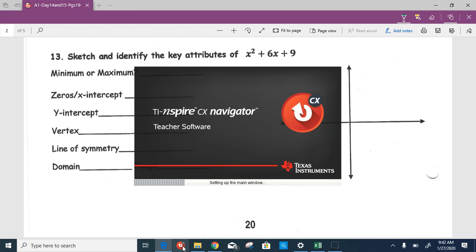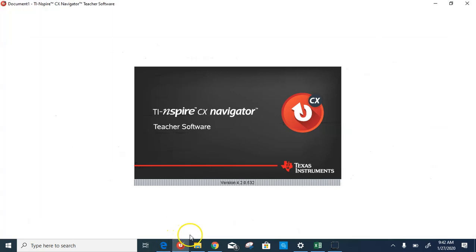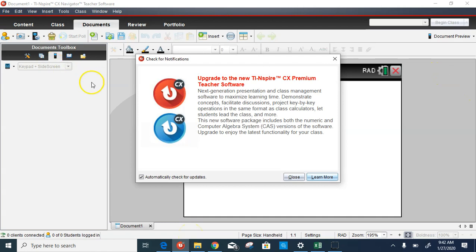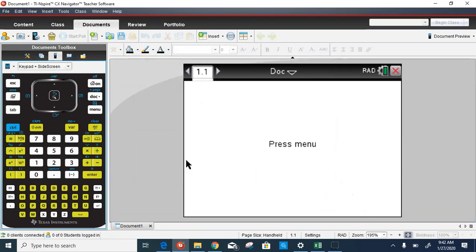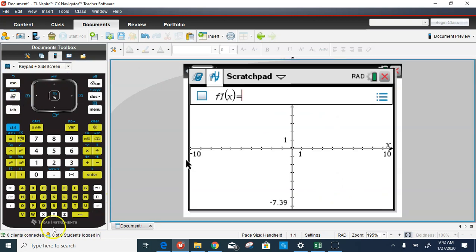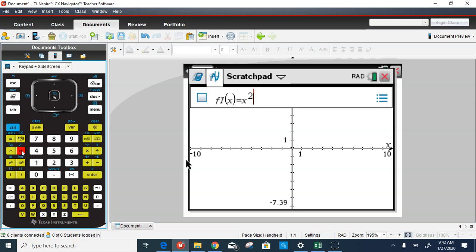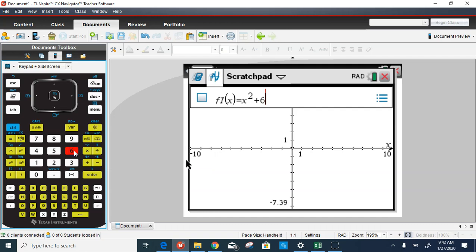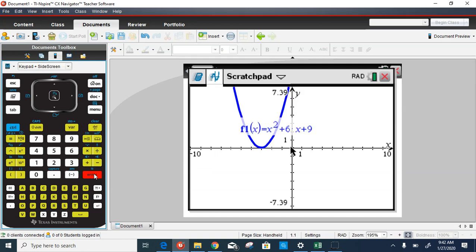Let's see what kind of graph we're going to get when we do finally get the calculator going to visualize what we have here. So what I'm going to do is go right to the graphing part over on the left. There we go. And the equation is x squared plus 6x plus 9. Enter. There it is.